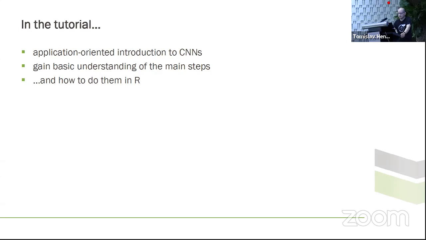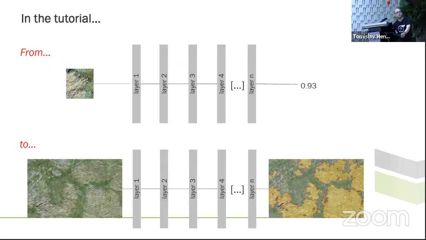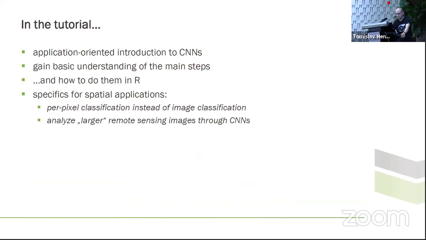And we will also have at least an outlook on how to get from this image classification that tells you whether or not there's an object in an image to something that tells you where in a larger remote sensing image the target areas can be found, so which really does a pixel-wise classification of remote sensing images. And that's where we will try to get.